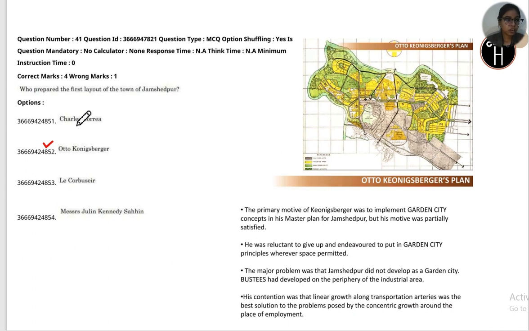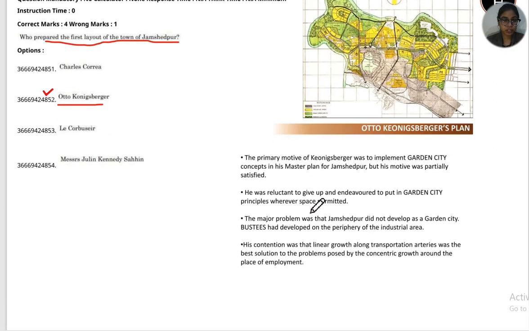Next question is, who prepared the first layout of the town of Jamshedpur? The layout of the whole Jamshedpur town was prepared by Otto Koenigsberger. So this is the layout of Jamshedpur. Now look at his motive for the layout plan of Jamshedpur.